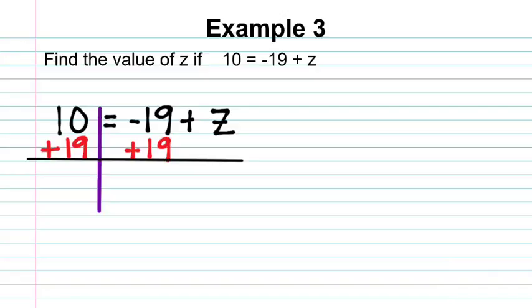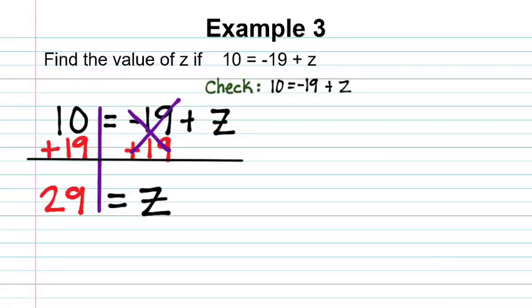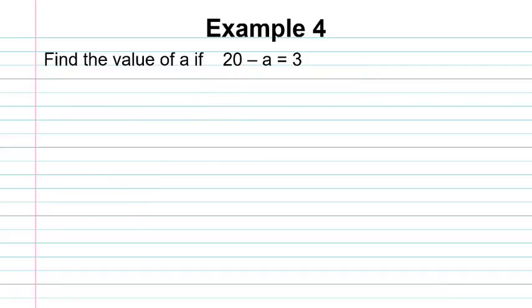Once I do that, I can then go ahead and simplify. These cancel, they're gone, and then I'm left with z equals, and then on the other side 10 plus 19 equals 29, not 27, haha, 29. And then from there I can go ahead and check my work, and I say 10 equals negative 19 plus z. I replace z with 29 to check to make sure that this does equal 10, which it does, so we know those match.